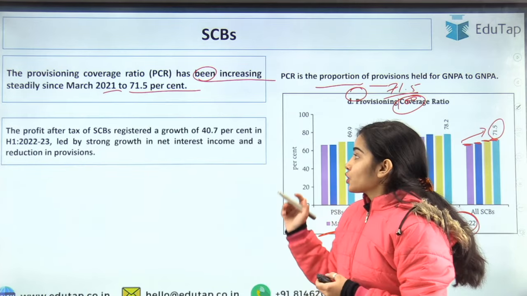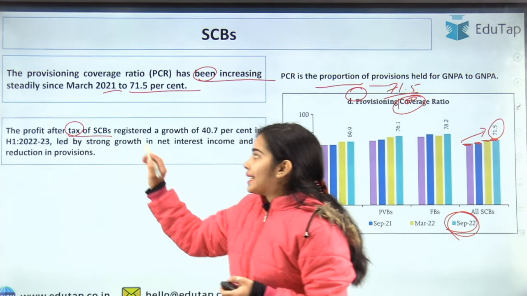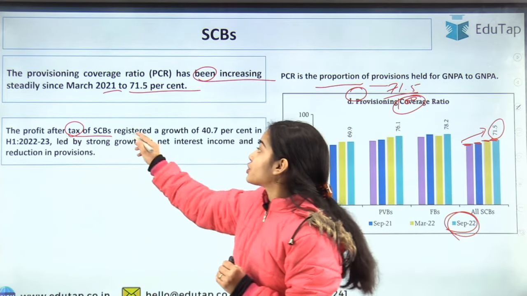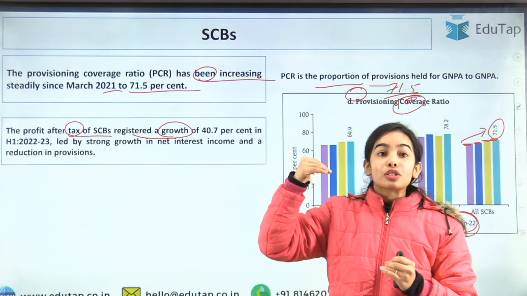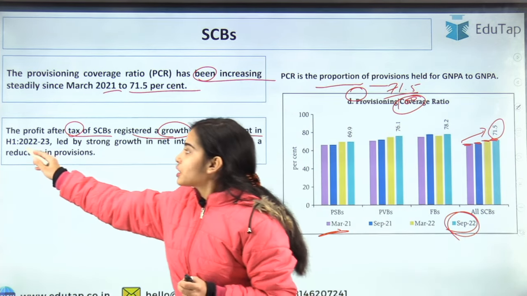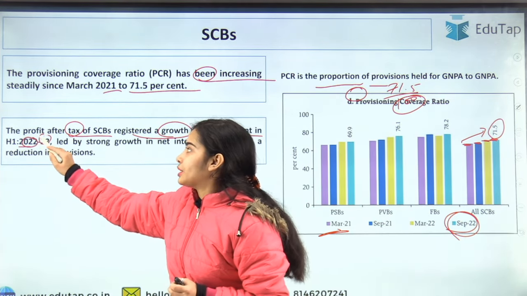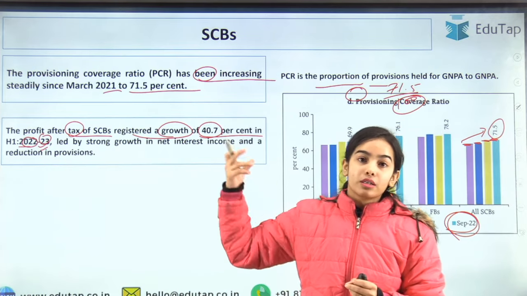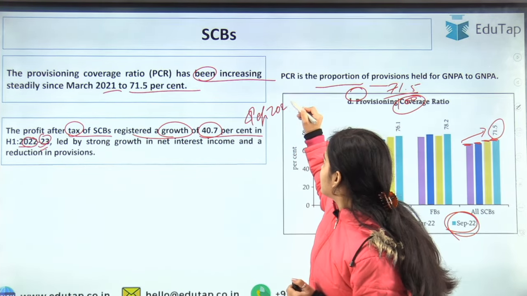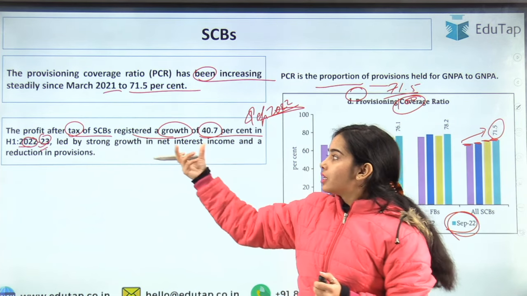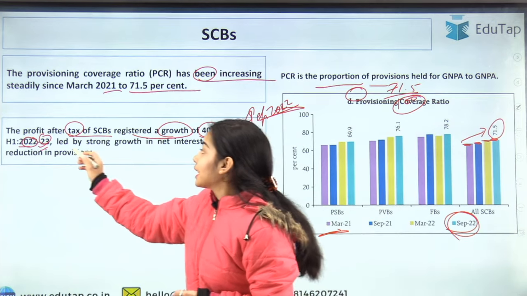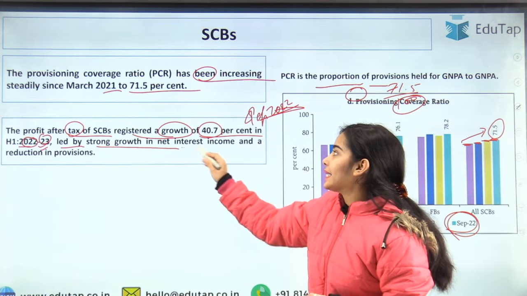Okay. So the profit after tax of the SCBs, that is the profit that the scheduled commercial banks are gaining, is also registering a growth. The profits are also increasing, by 40.7% in the first quarter of 2022-23. So here you can see that for the first quarter, or till September 2022, the scheduled commercial banks saw a growth of 40.7%, led by strong growth in net interest income.